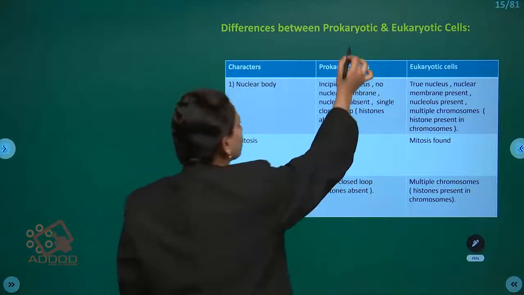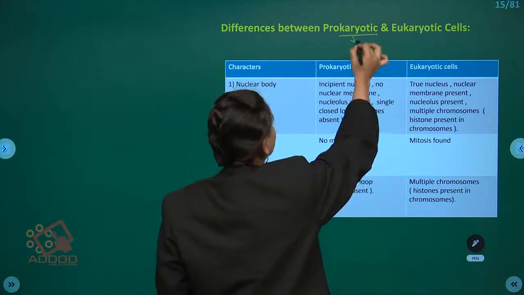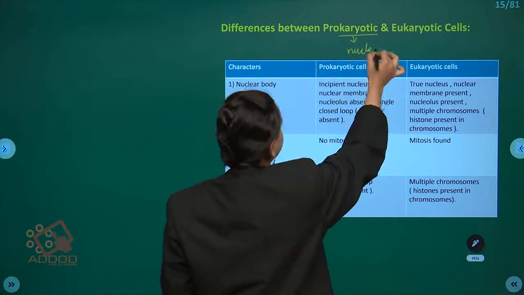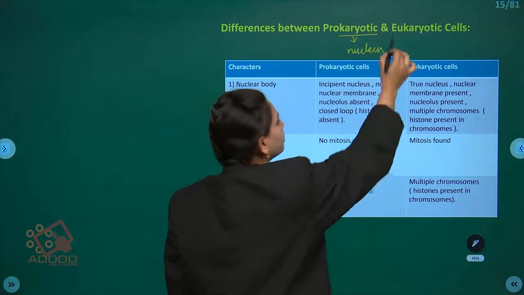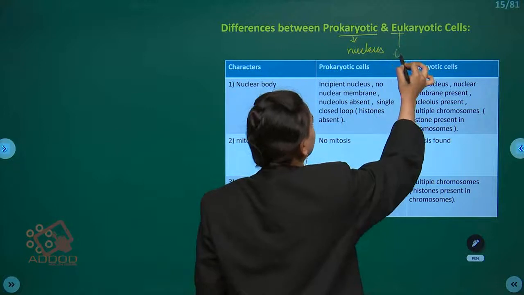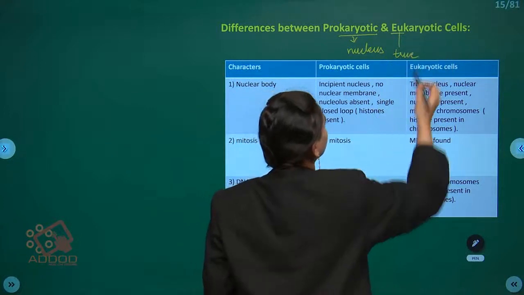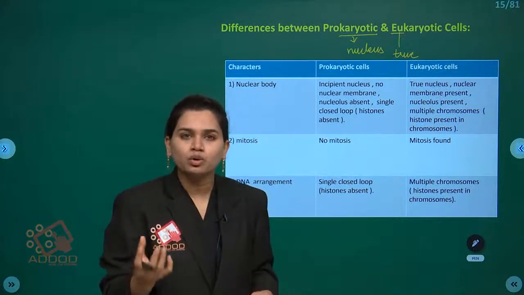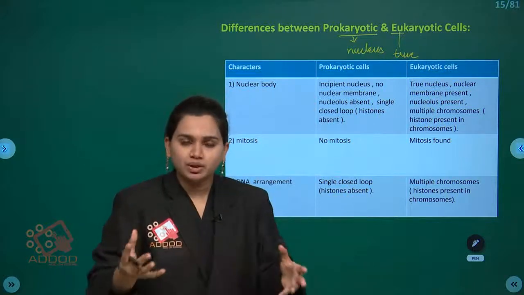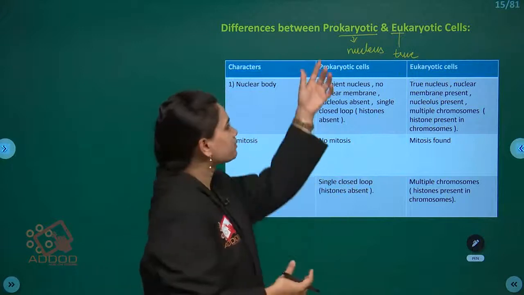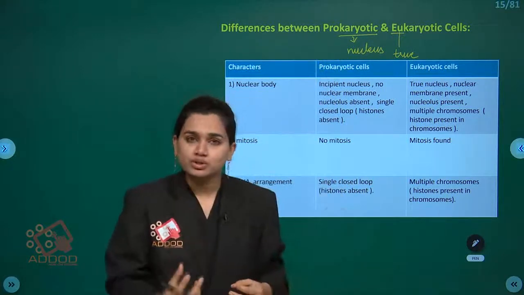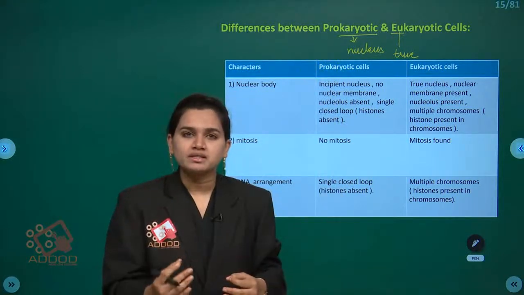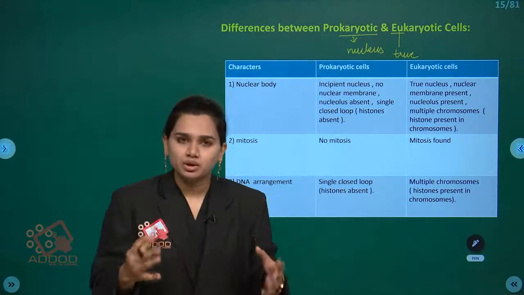Now, karyon here stands for nucleus. Now, eu stands for true. So, eukaryotic organisms are those organisms which consist of a true nucleus, or a complete nucleus is present in them, whereas prokaryotic organisms are those organisms which do not consist of a complete nucleus.